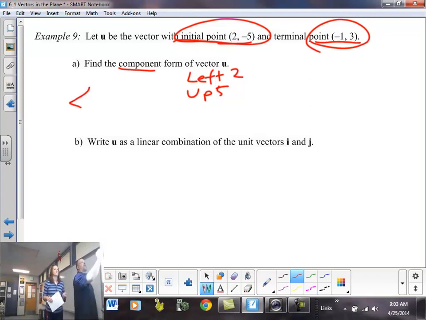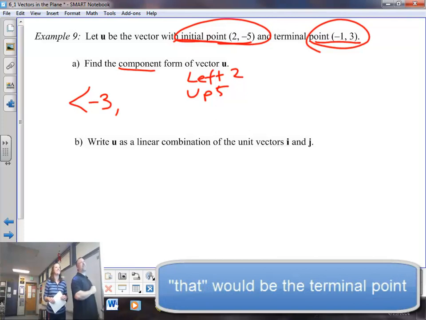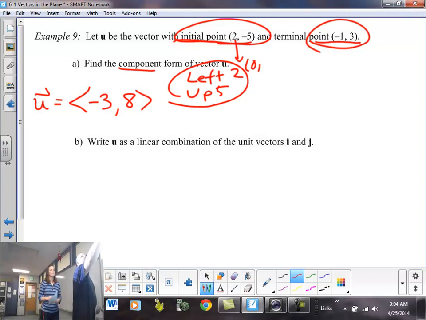So move the terminal point left 2, and what do you get? -3. And up 5 gives 8, because 3 plus 5 is 8. So there's our component form of u: (-3, 8). Remember, we're moving the terminal point there, because the original point goes to the origin, (0, 0).